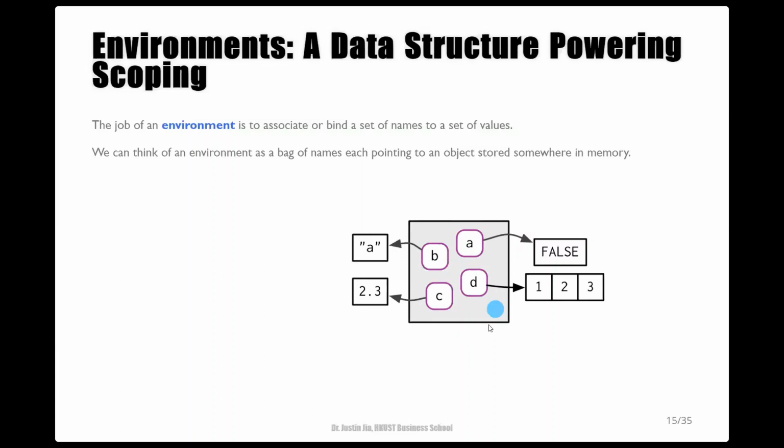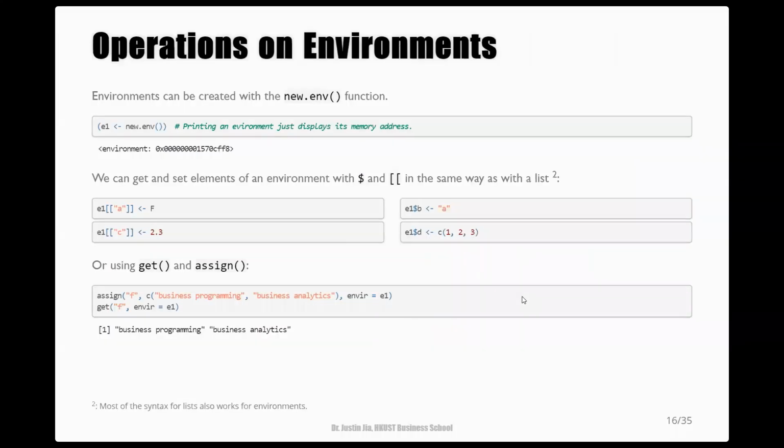An environment has another component denoted by this pale blue circle. We'll explain its meaning in minutes. Environments can be created with the new environment function. Let's first create an environment called E1 and manipulate it later. Printing an environment just displays its memory address, which is not very useful.